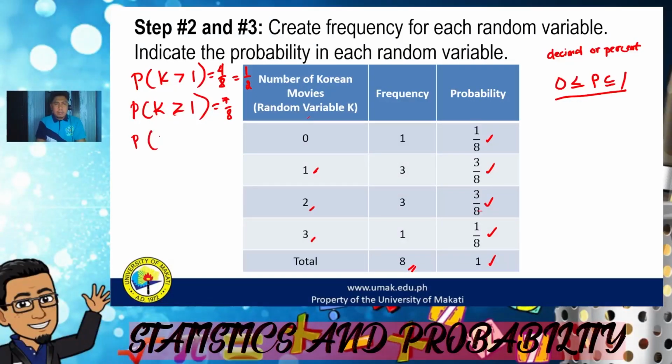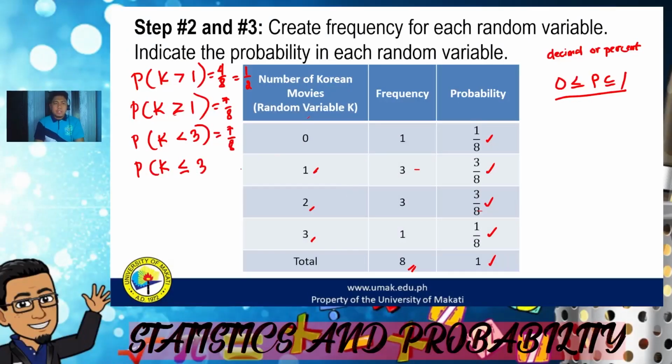If we have probability of k is less than 3. So if you're looking for the number less than 3 or random variable less than 3, we have 0, 1, and 2 only. So the values under 0, 1, and 2 is 1 eighth, 3 eighths, and also 3 eighths. And if you're going to total these three probabilities, we are going to have 7 eighths. Okay. Now, if we have probability of k is less than or equal to 3.